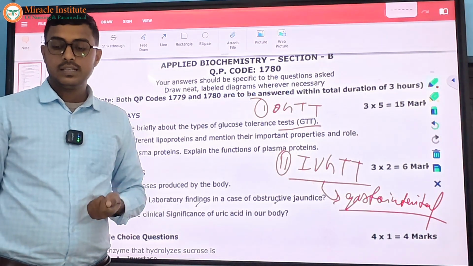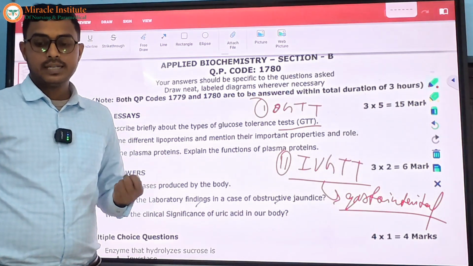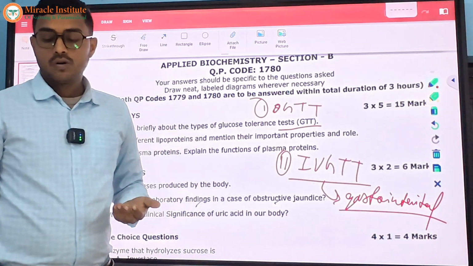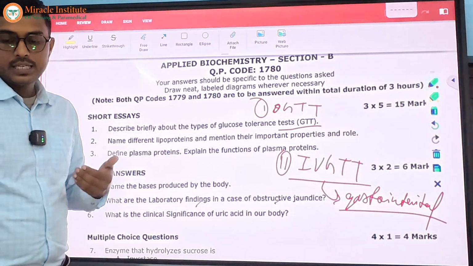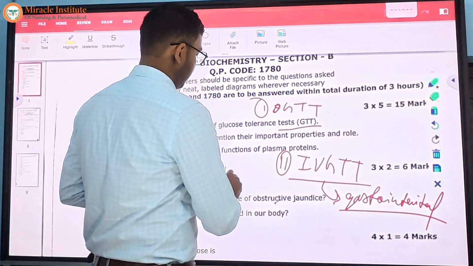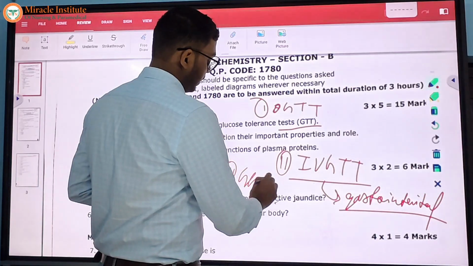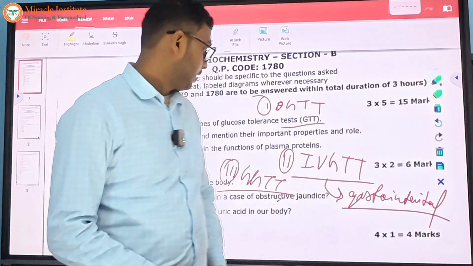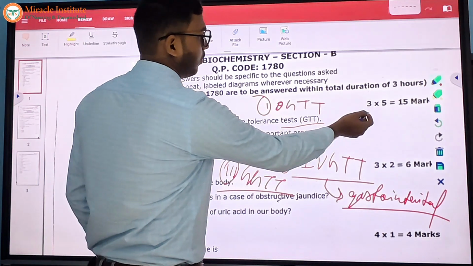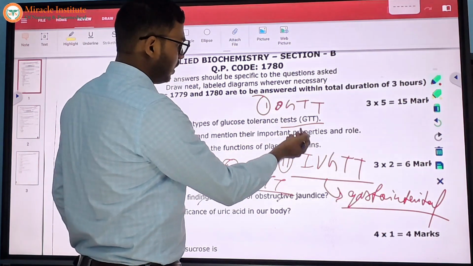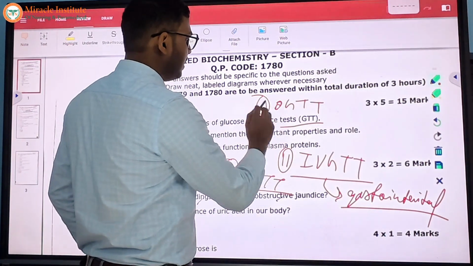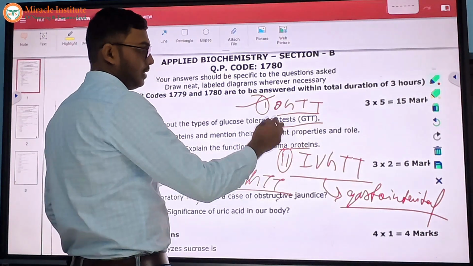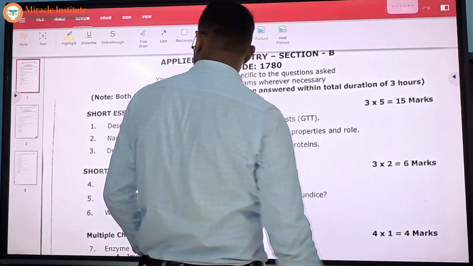Another test is the gastro glucose tolerance test, GGTT. In this question, that's all. The question carries 5 marks, and we elaborate slightly in detail. Mainly there are 2 types, OGTT and IVGTT. Next, let us come to our next question.